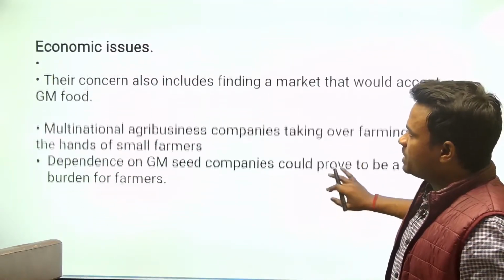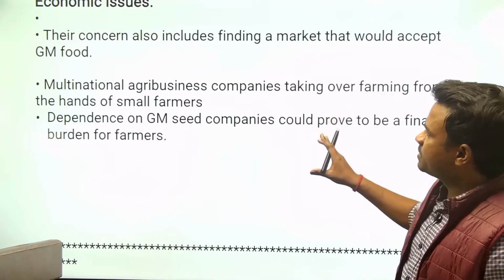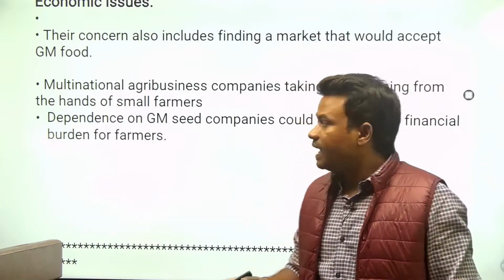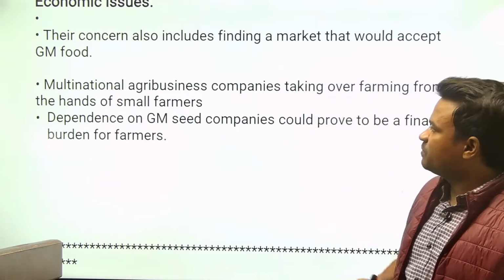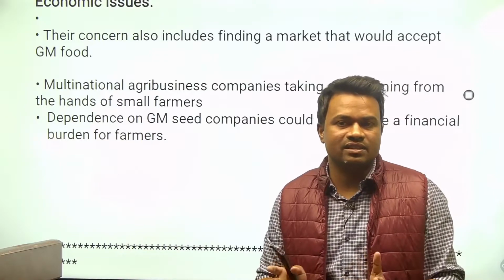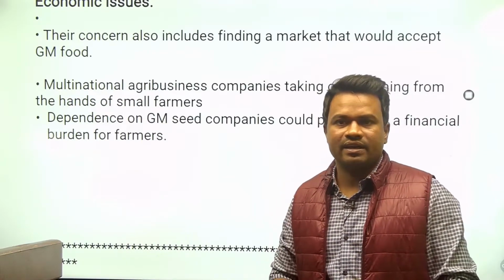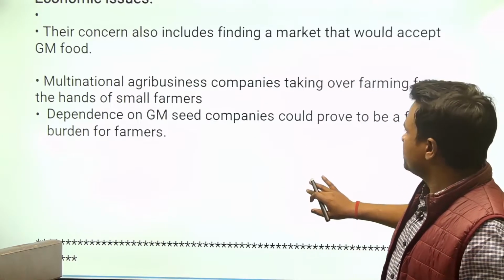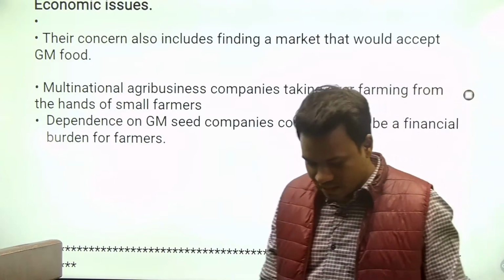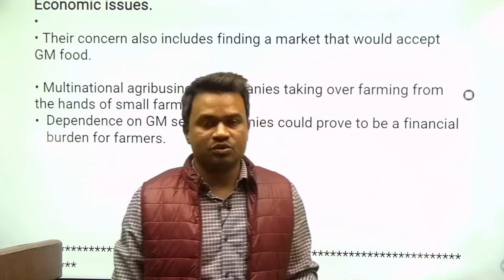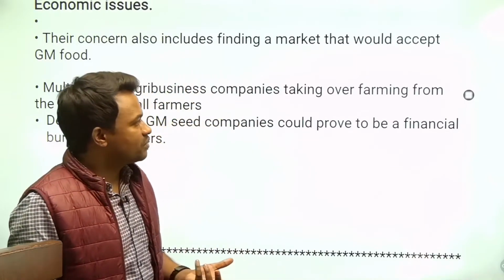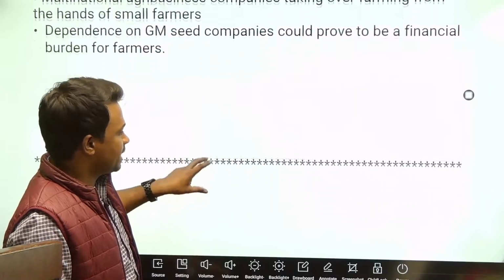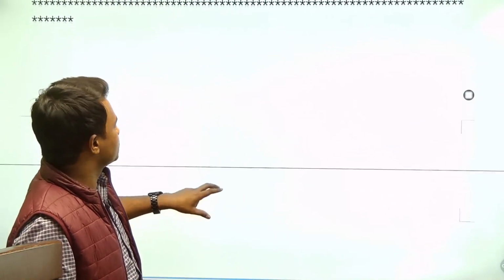And economic issues are obviously more market driven. Multinational agribusiness companies will come into the picture and take over farming from the hands of small farmers. These are the chances that may happen in the future. Dependence on GM seed companies could prove to be a financial burden for farmers. These are the possible issues if GM crop varieties are adopted. So this is how GM crops may hamper India's polity and society.